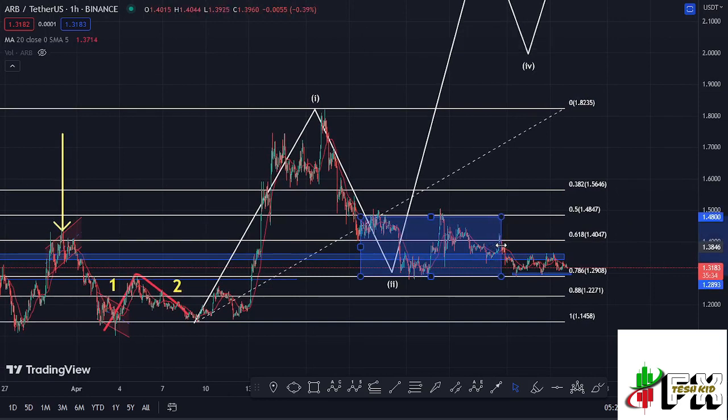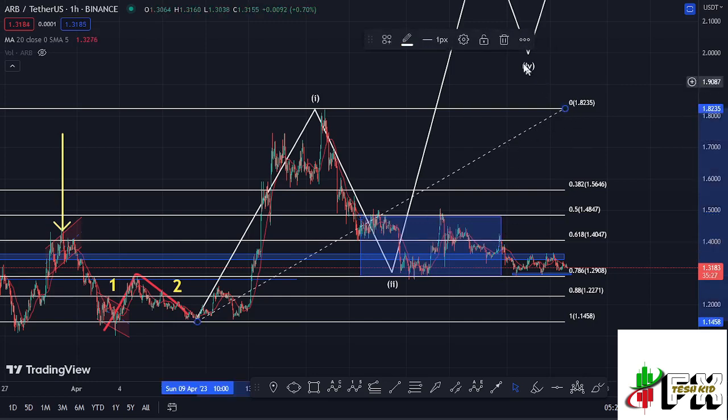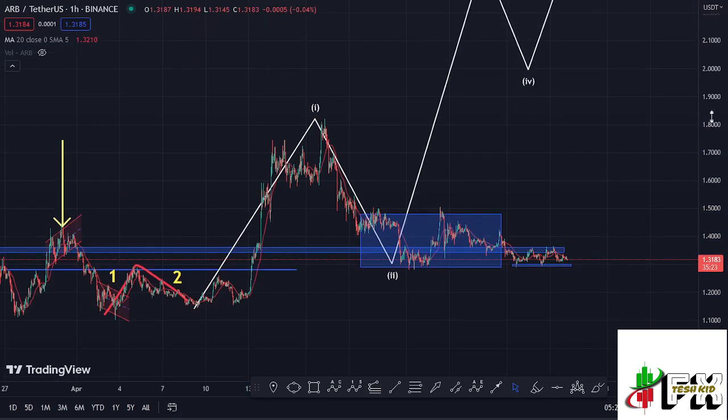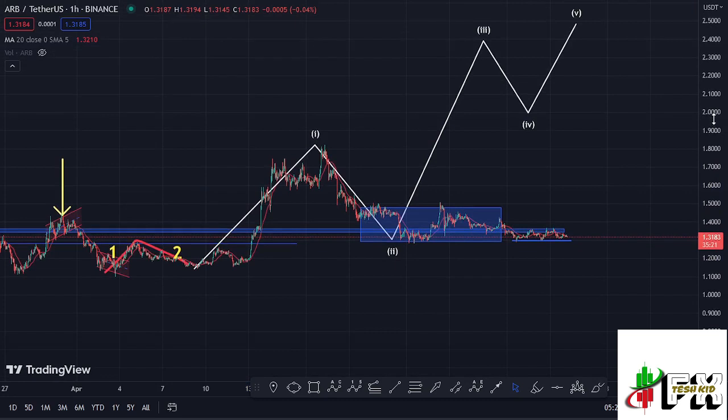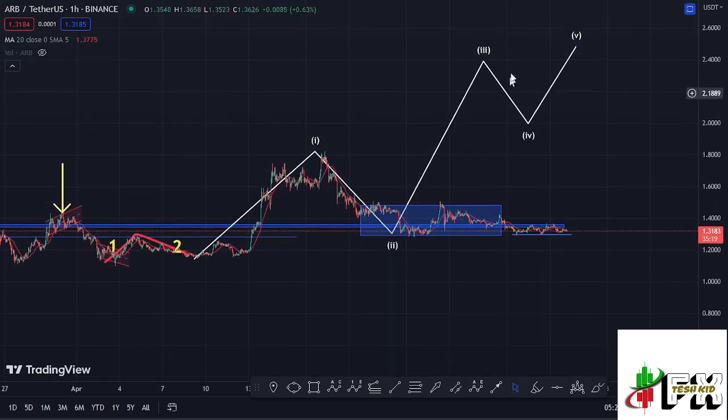And since we have fully maximized this minimum target area in this wave 2, there are high chances that ARB very soon is going to start gearing up in what will be the start of an impulsive wave to the upside in the formation of this wave 3.